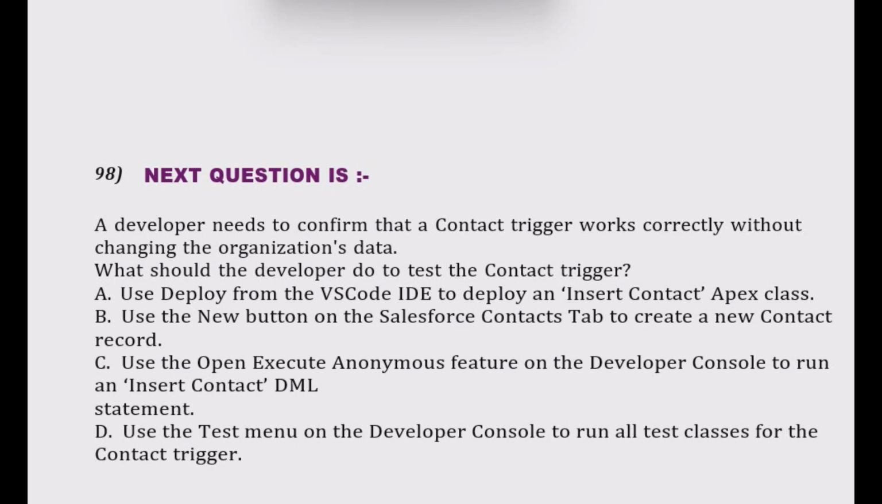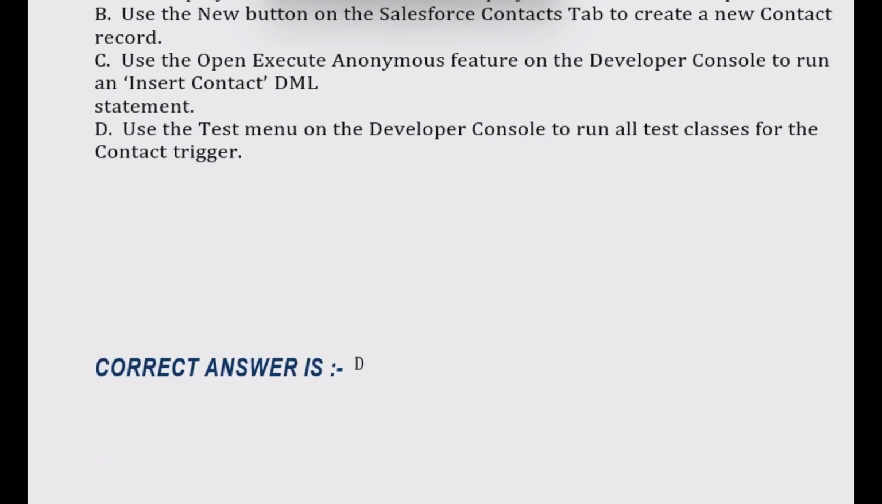Option B. Use the new button on the Salesforce Contacts tab to create a new contact record. Option C. Use the Open Execute Anonymous feature on the developer console to run an insert contact DML statement. Option D. Use the test menu on the developer console to run all test classes for the contact trigger. Correct answer is option D.